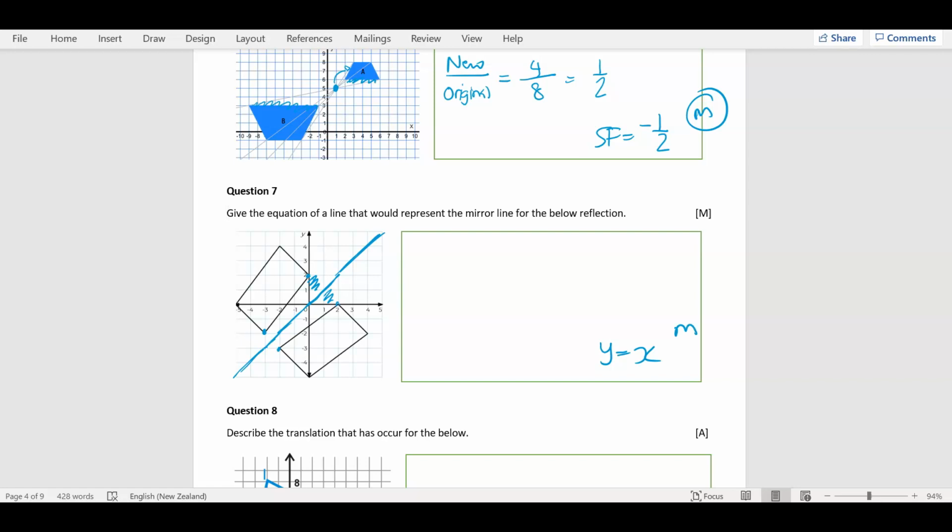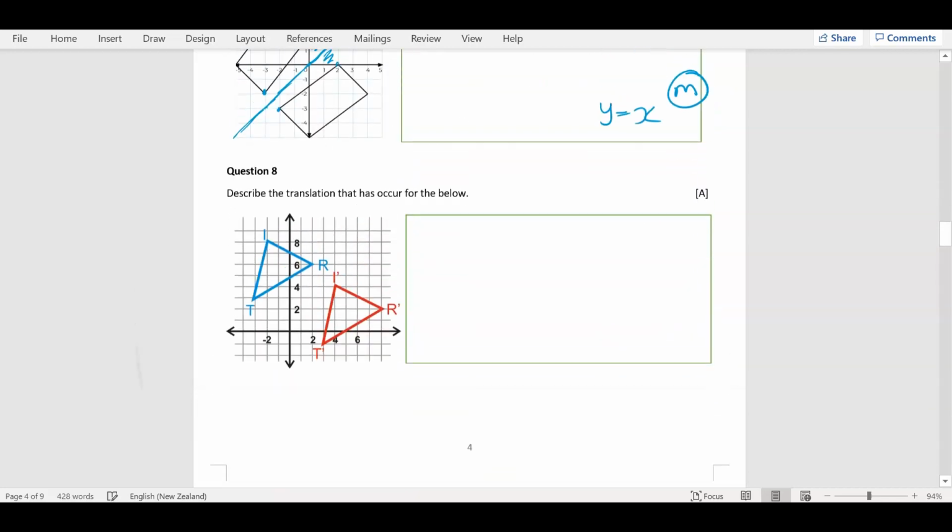If you told me y equals x, your teacher would have given you a merit mark. If you got the equation wrong, or maybe you forgot how to do the equation part, but maybe you drew or described the mirror line, your teacher probably would have been a bit nice and given you the achieved mark accordingly. So question 7 done. Now moving down to question 8.